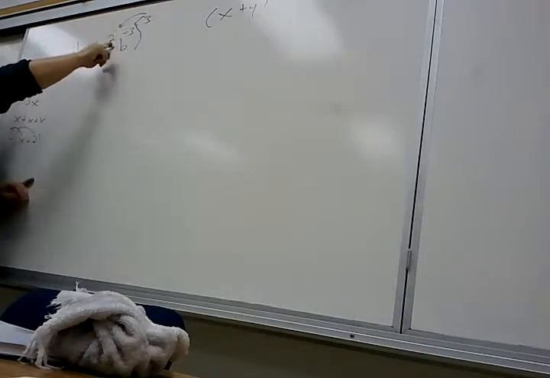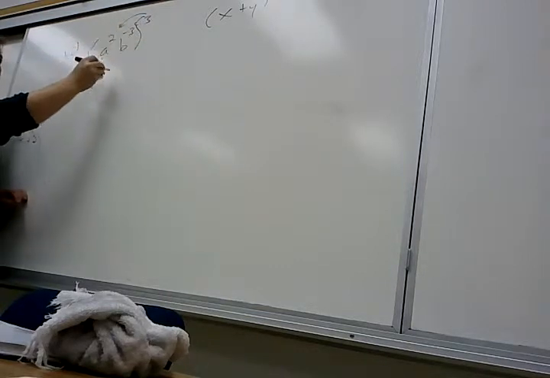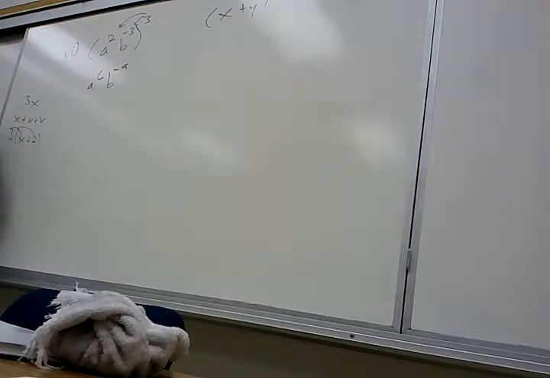I'm cubing a squared, so that's a to the 6. I'm cubing b to the negative 3, so that's b to the negative 9. And what's the last step? You gotta put the b in the bar. Right? It's sort of like reducing a fraction. You can't end with negative powers. If you end with a negative power, you put it on the other side.